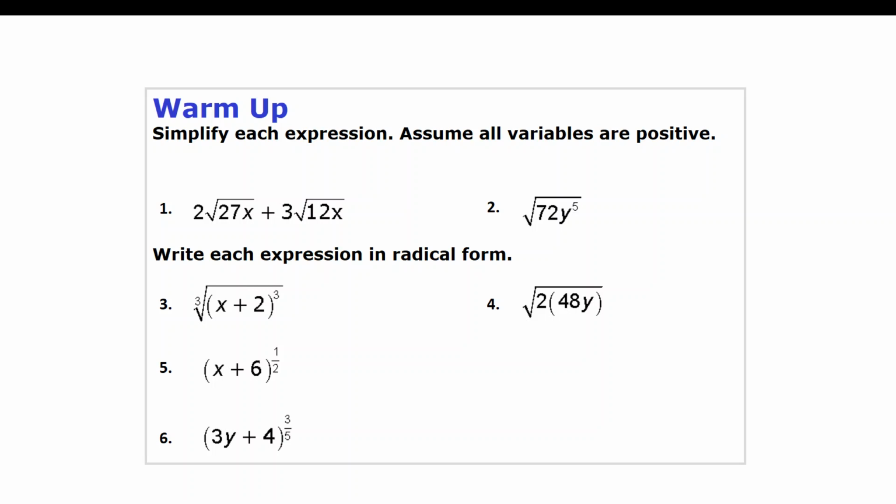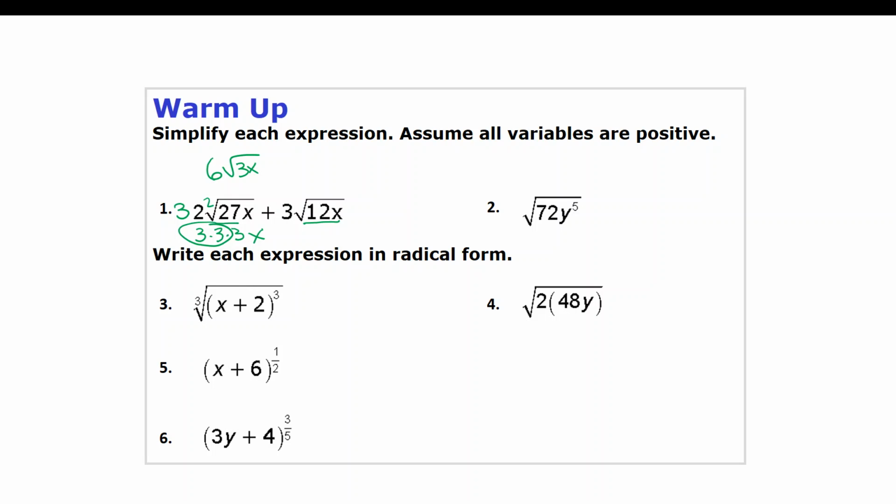The first problem tells us to add, but we do not have the same thing in our radicals, so we cannot add them right now. But when I look at this, I know 27 is made up of 3 times 3 times 3 times x. And since my index is an understood 2, I can take one set of 3's out, so 3. So that's going to leave us with 6 square root of 3x.